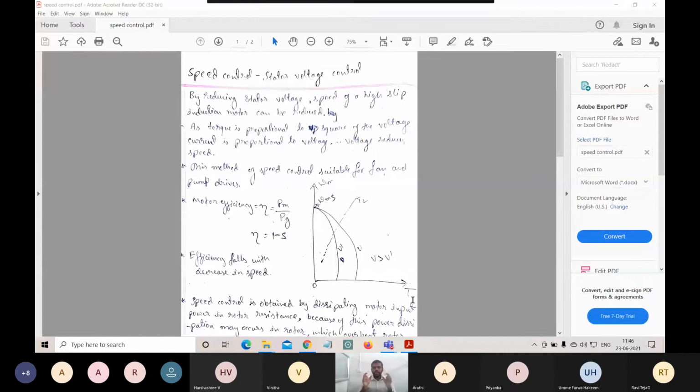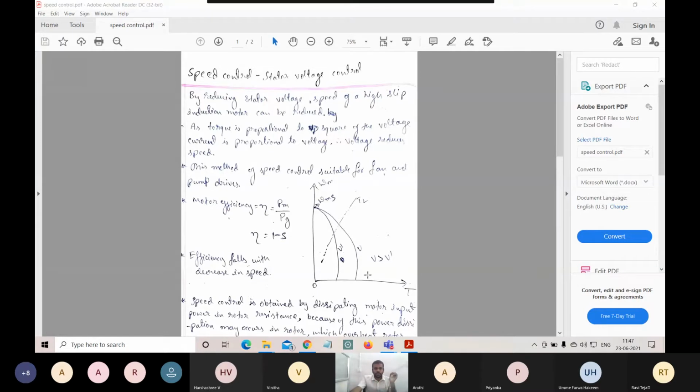So we are using the stator voltage reducing technique in order to control the speed of our single phase induction motor. We are reducing the voltage, and thereby the torque. Torque and voltage have the relationship torque proportional to V square. One more relationship is that the voltage can be reduced by reducing the current flowing into our circuit.